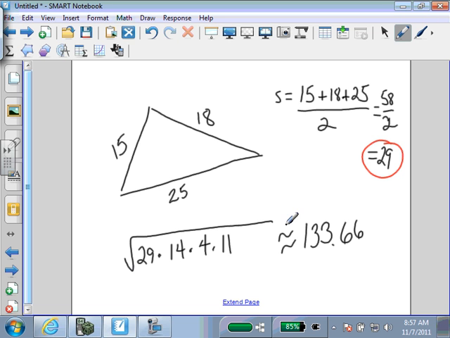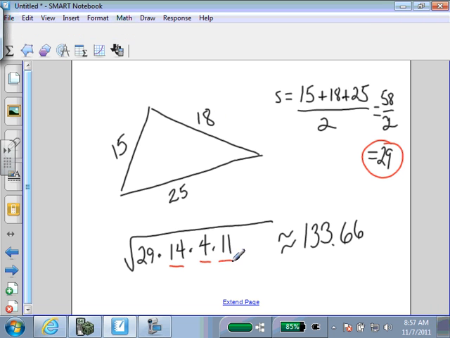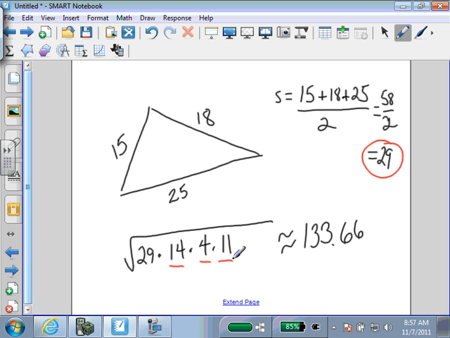I do the square root of 29 times 29 minus 15, which is 14, 29 minus 25 is 4, 29 minus 18 is 11. And I punch that up in my calculator, and I get approximately 133.66. Okay. So those are two area formulas that you can try. Good luck.